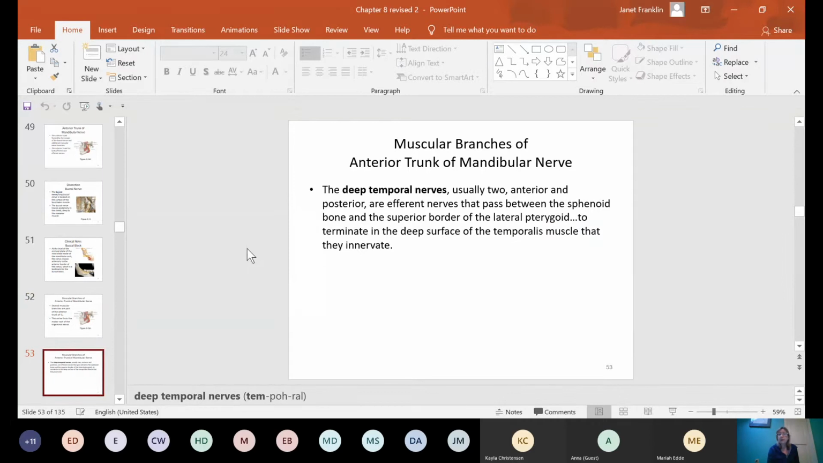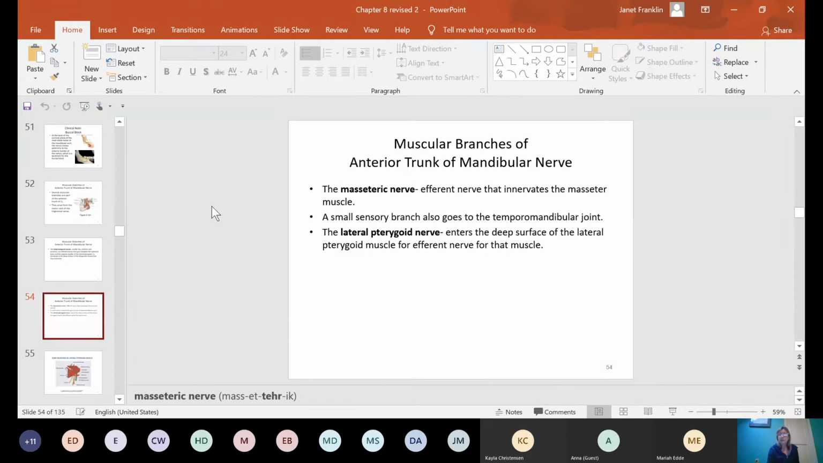Deep temporal. So think of the deep temporal nerve. The word temporal is going to innervate the temporalis muscle. Temporal nerve, temporalis muscle. So you can easily link those two together. Masseteric nerve, masseter muscle. Lateral pterygoid nerve, the lateral pterygoid muscle. So think of the name, it tells you exactly what it's innervating. So those are pretty easy ones.